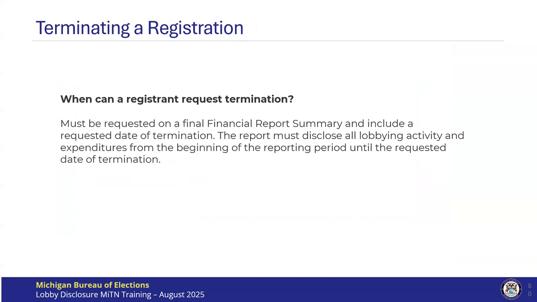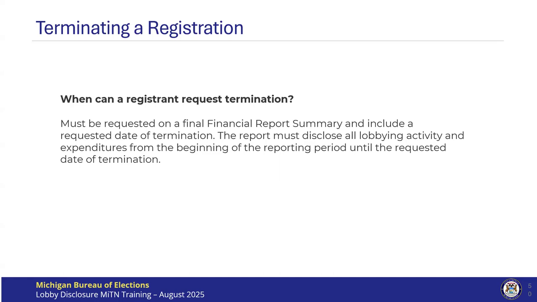The final process we'll review today is how to terminate a registration. A termination financial report is required to complete this request. A termination financial report can be filed at any time and does not have to follow the summer and winter filing schedule. But note, a report is not able to be accepted prior to the termination date. This way, the final filing summary captures all lobbying that was done up to the termination date.